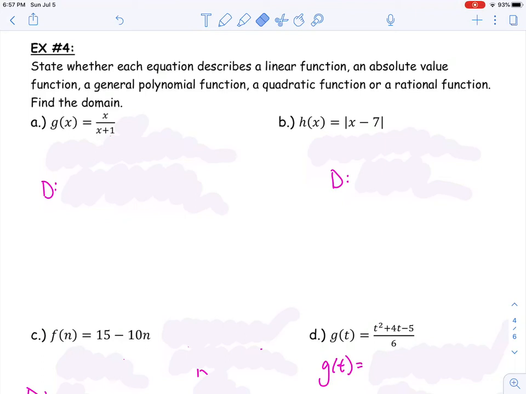All right, look at A. G of x equals x over x plus 1. Well, I don't know about you, but I just saw a red flag, right?